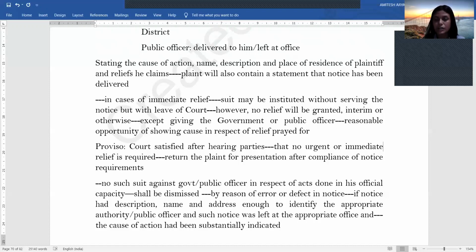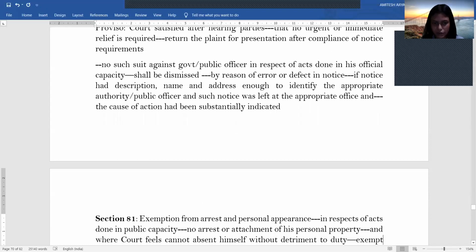If the notice had a description, name, and address enough to identify who the appropriate authority or the public officer was, and the notice was also left at the appropriate office, and the cause of action was also given, then just because there was some other defect or error in the notice, it will not be a ground for dismissal of the suit.